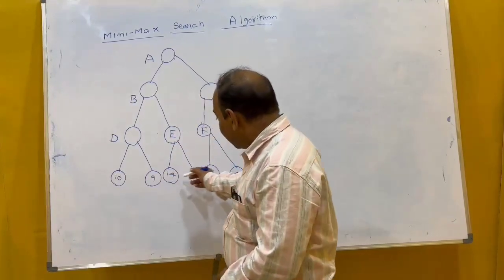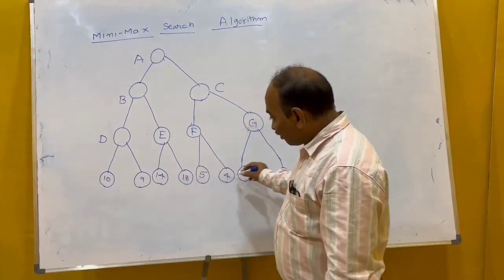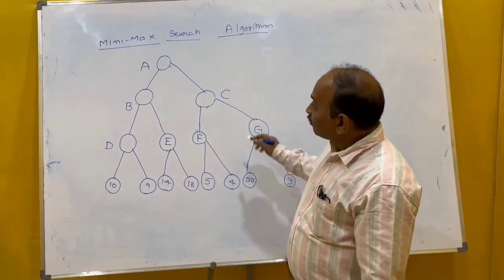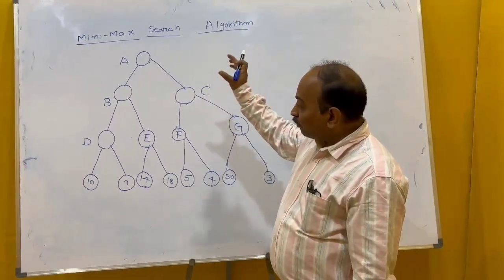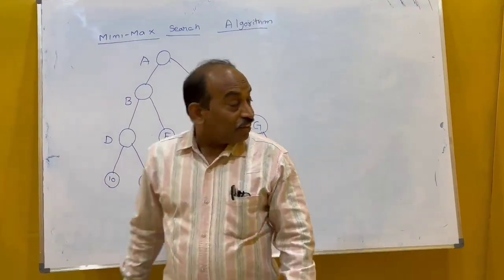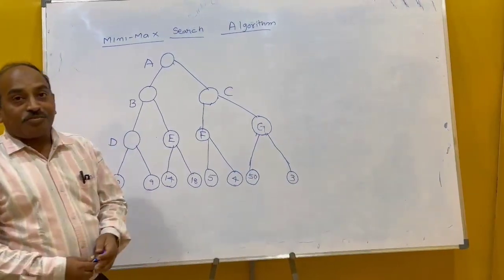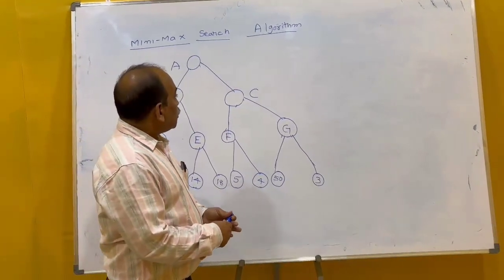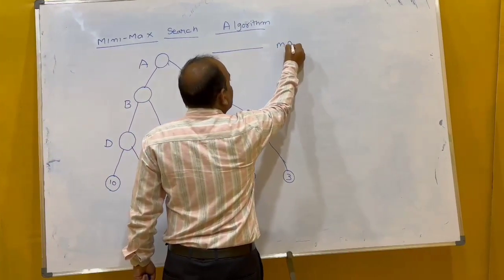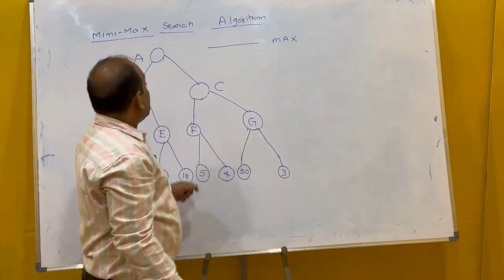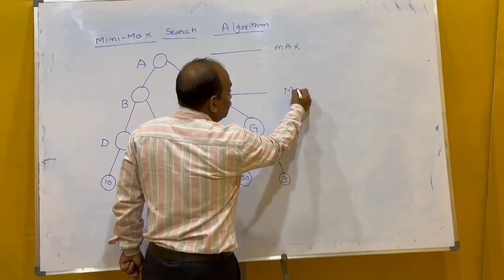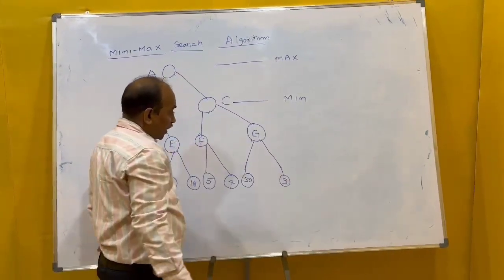Here all the terminal utility values are also scored. By using this score, we need to find the path between the root node A and the terminal nodes, using the min-max algorithm. For the root node we take a max function to evaluate the value. For the next level, we use the min function to evaluate the value.